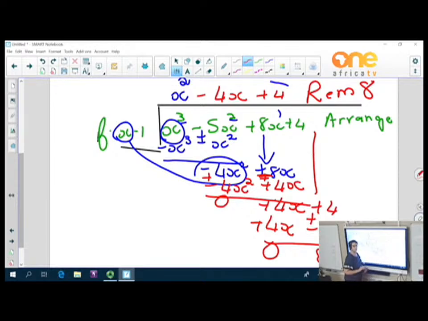Quotient and the remainder. Now again, I would like you to do the next exercise first, and then you watch it.